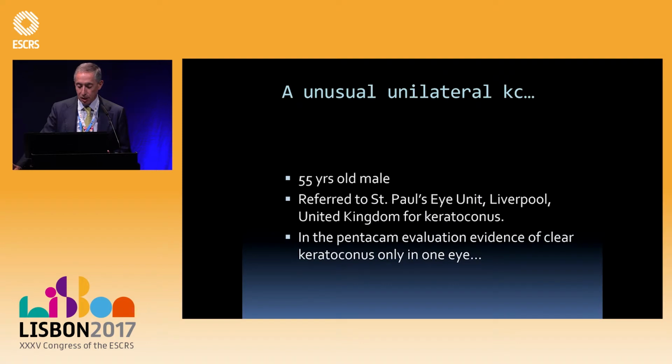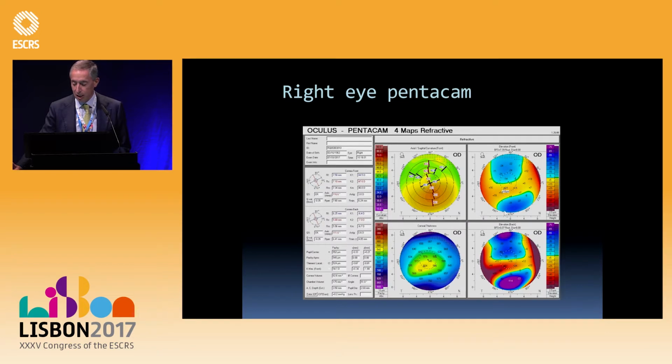I will show another clinical example. This is an unusual unilateral keratoconus eye. This patient is 55 years old, was referred in Liverpool, and the Pentacam evaluation showed a clear cone in one eye. That is the right one. Here 53, the curvature. The pachymetry is relatively good, 545.